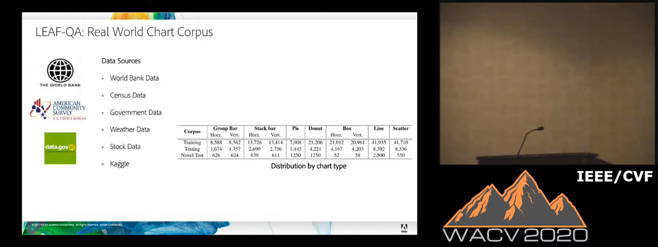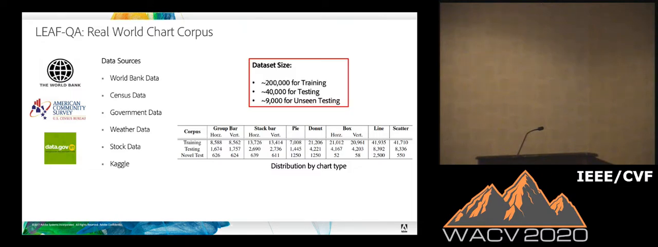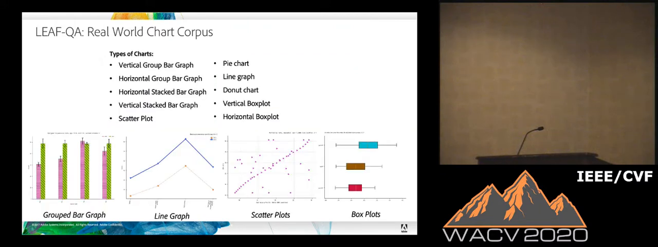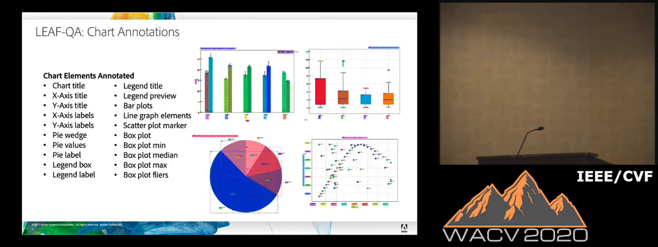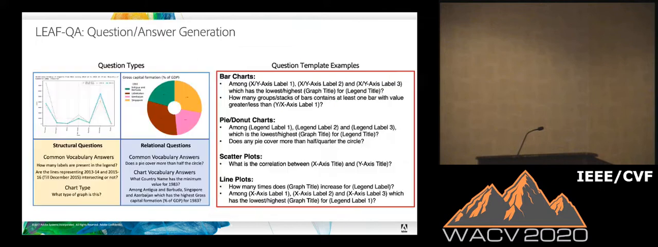We present LeafQA, a real-world chart corpus sourced from different public datasets. This has about 200K for training, 40K for testing, and 9,000 images for unseen testing, for chart images from data sources not seen during the training time. Hence, our corpus addresses the key issue of data limitation and the type of charts in the prior corpuses. These are the types of charts in our corpus. These are the labels which we annotate for each chart image.